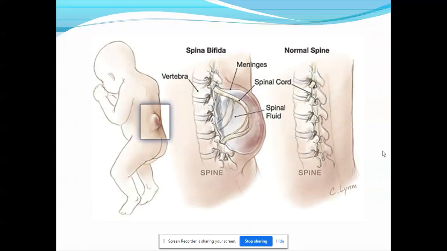Okay, so as you can see in this picture, there are two types of spine. On the right hand side you can see the normal spine. On the left hand side you can see spina bifida. So what is that? Vertebra is present in the anterior aspect, then meninges, spinal cord and spinal fluid is present. So it is the deformity which affects the meninges, spinal cord and as well as spinal fluid. And on the skin of posterior aspect, on observation, you can see lump formation on the posterior aspect of the lumbar region.